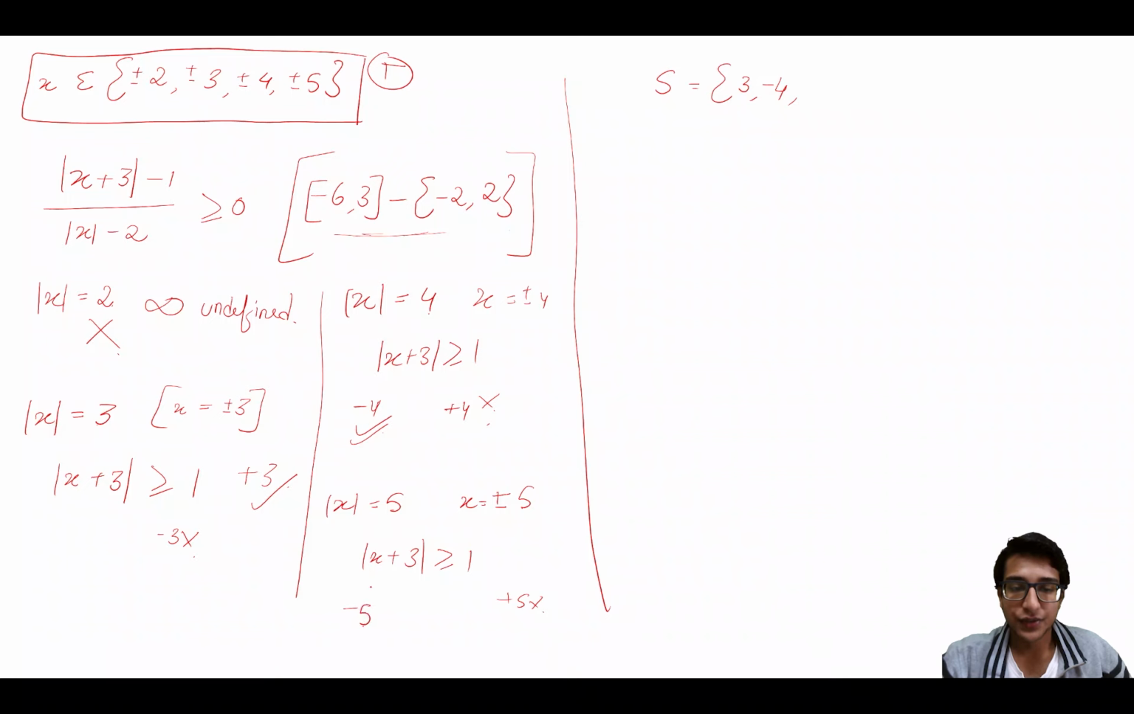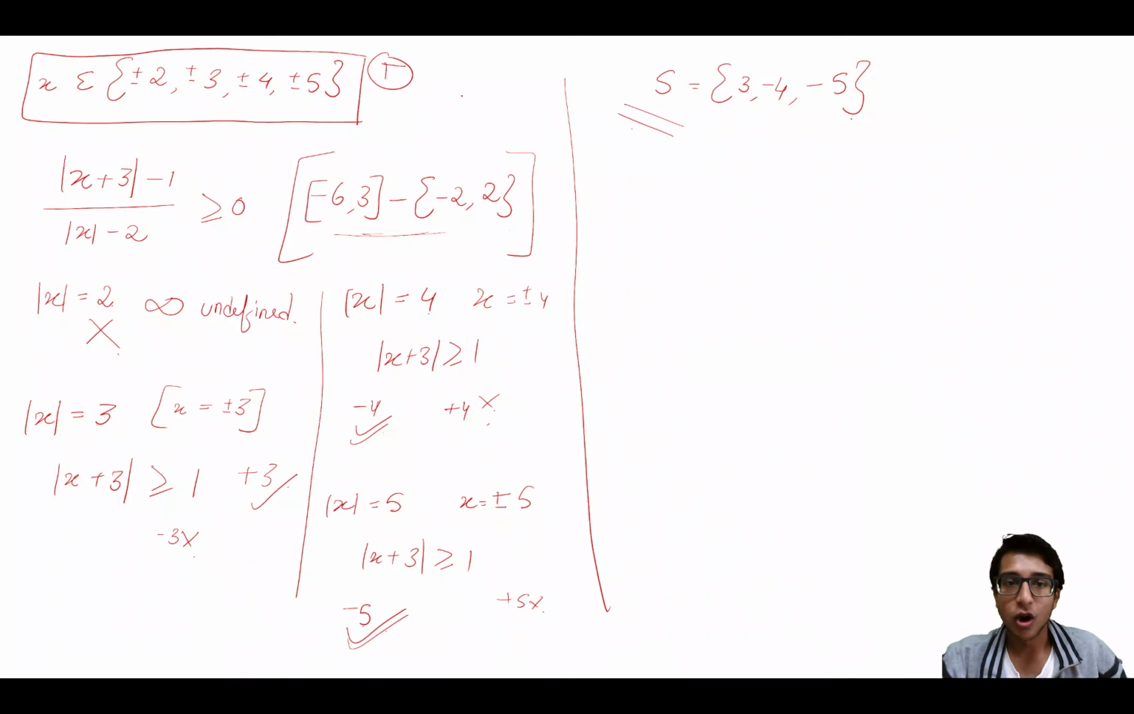If I take minus 5, plus 3 would give us minus 2. Modulus would make it 2. 2 is greater than or equal to 1. Yes, it is satisfied. So is minus 5 in our set? It is from minus 6 to 3. So minus 5 is in our set. So minus 5 also becomes our answer. So basically we are going to have 3 elements in set S.